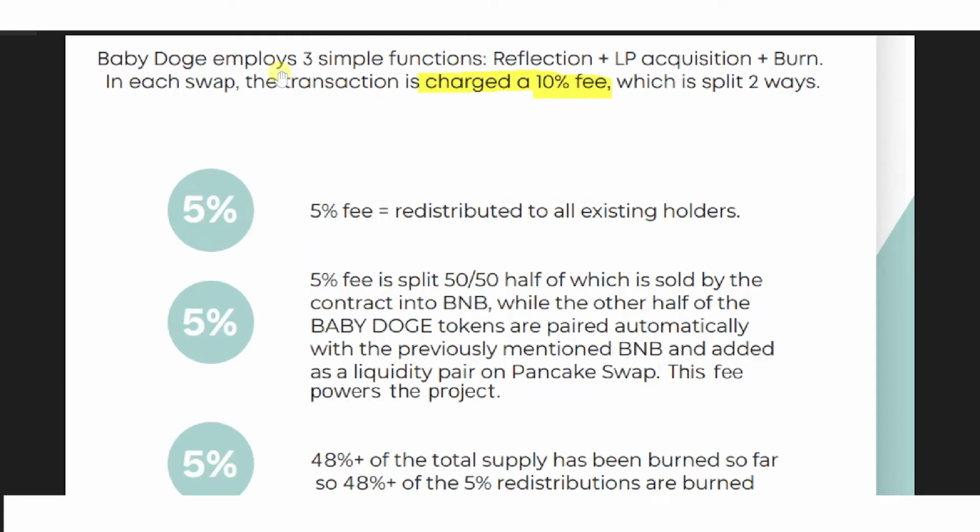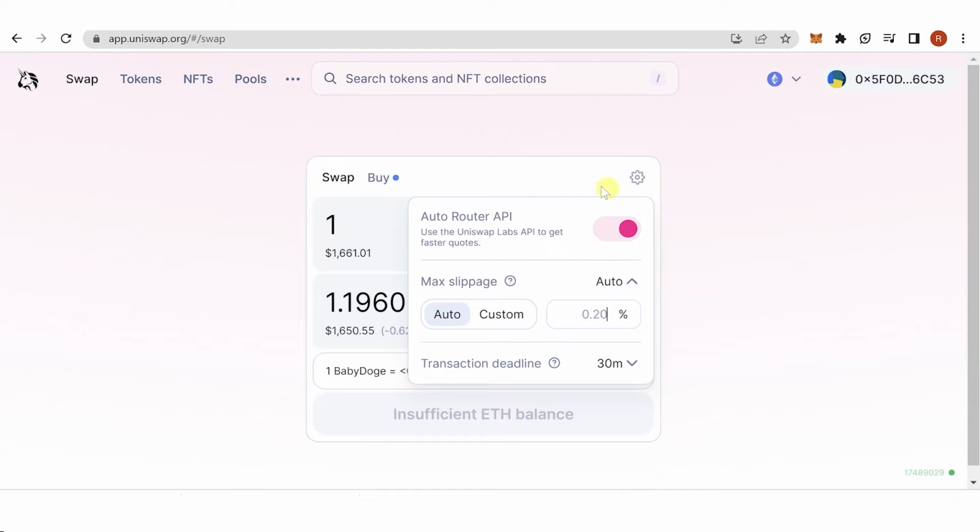Because Baby Dogecoin or Baby Doge employs three simple functions: reflection plus liquidity pool, acquisition plus burn. And for each swap, the transaction is charged a 10% fee, which is split into two ways. And you can see here the breakdown. So you must change the slippage tolerance above 10%.